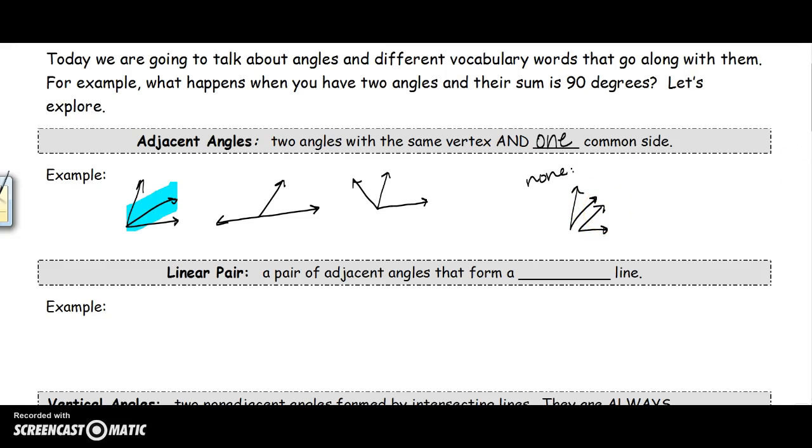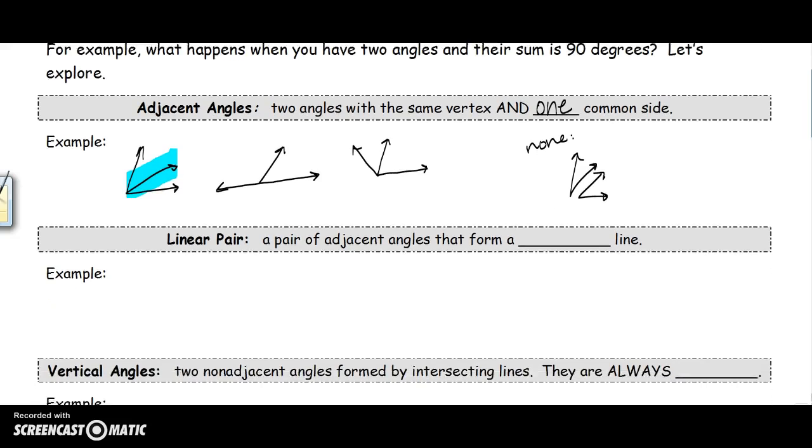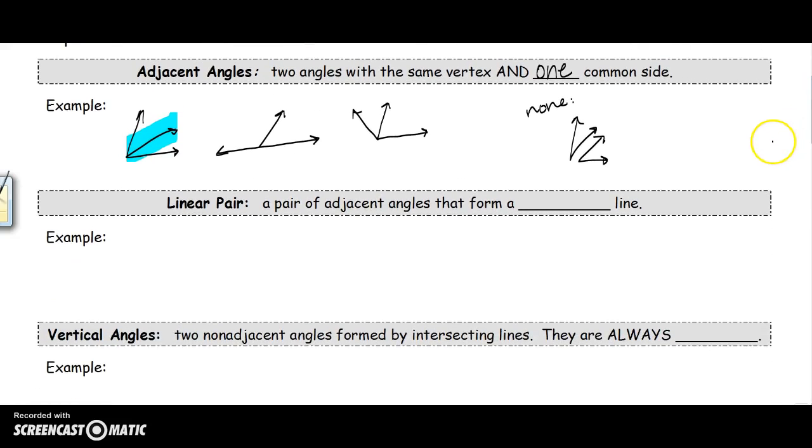An example of a linear pair, well, the definition is a linear pair is a pair of adjacent angles, so what we just talked about, that form a straight line. So it means that you have two angles that when added together give you 180 degrees or a straight line.